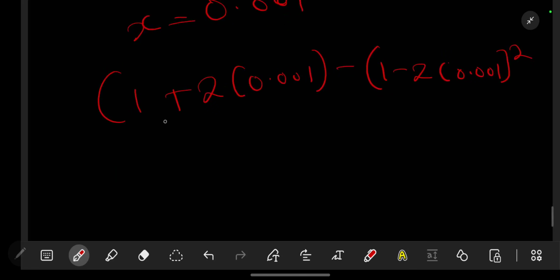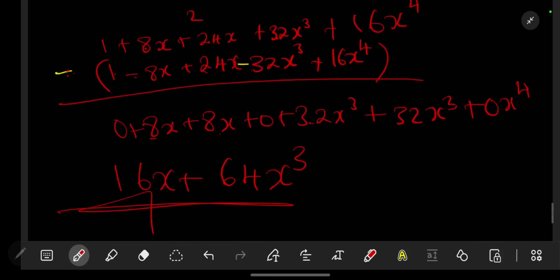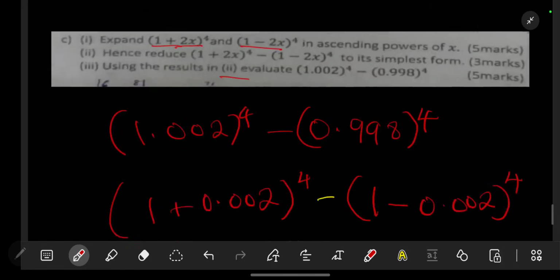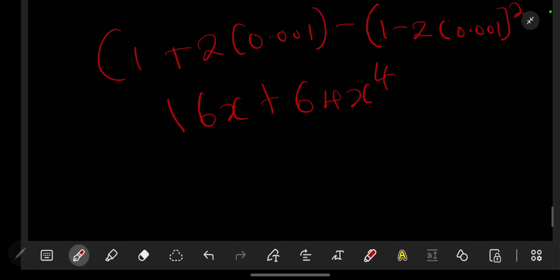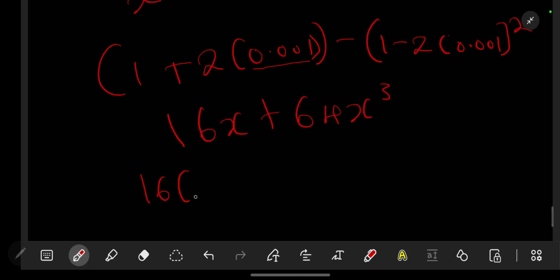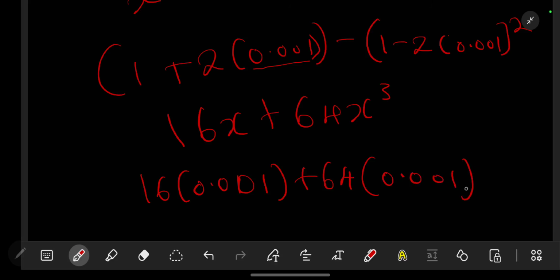Now we already know that if we subtract these two, we had 16x plus 64x to the power of 3. So we are going to replace where there is x with this value. So we have 16 by 0.001 plus 64 by 0.001 to the power of 3.